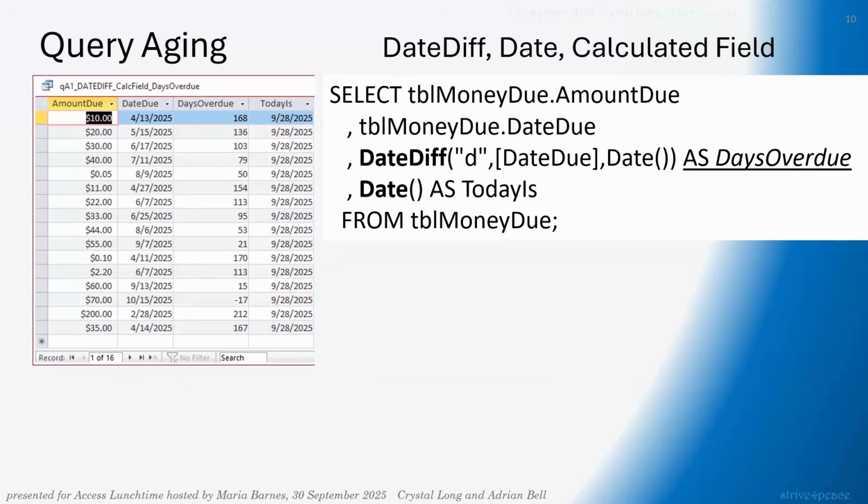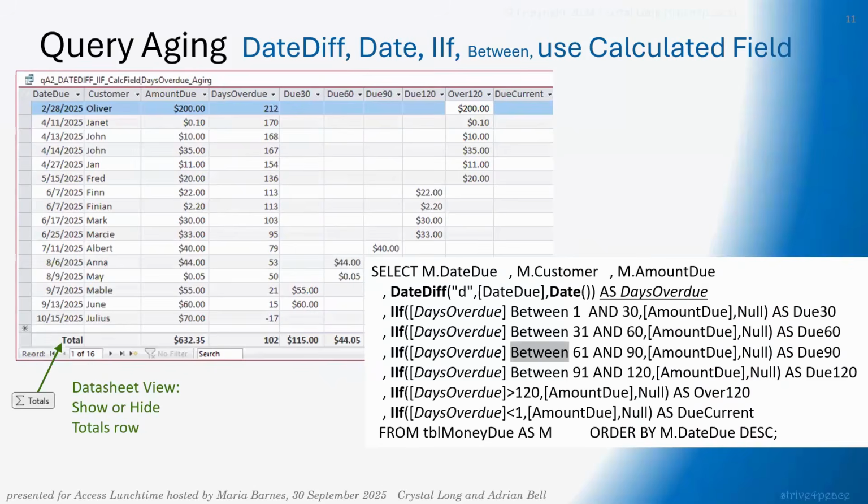So this datasheet view is just simply showing the SQL statement that I have here on the right. And I'm using the dateDiff function to calculate the days overdue from today's date. Now, if you want to age those amounts, here's the SQL down there. You can see that we still have the date due, and we went ahead and put the customer on this list as well, and the amount that they're due.